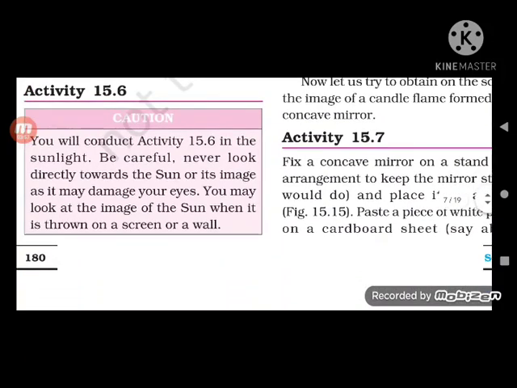So, Activity 15.6. You will conduct this activity in sunlight. Be careful, never look directly toward the sun or its image. It may damage your eyes. You may look at the image of the sun when it is thrown on a screen or a wall.